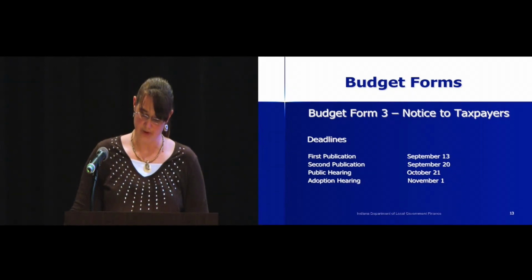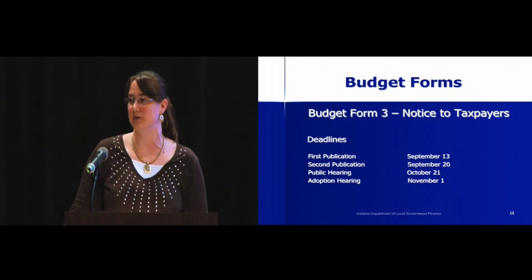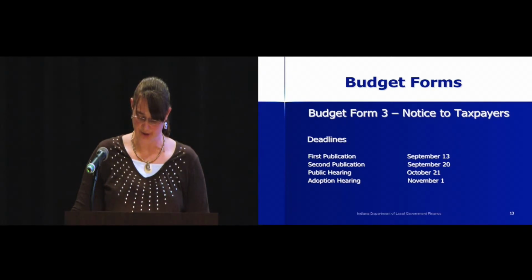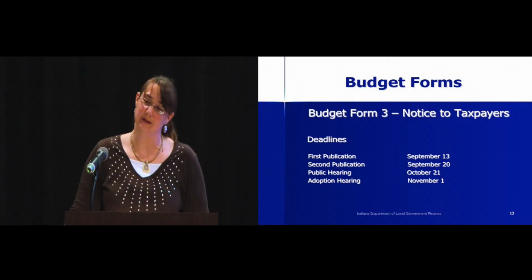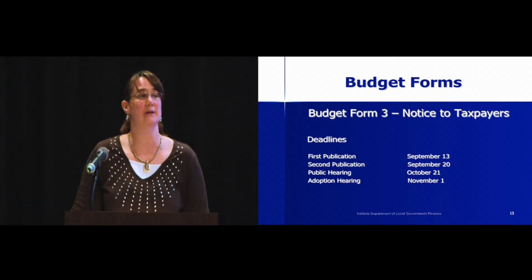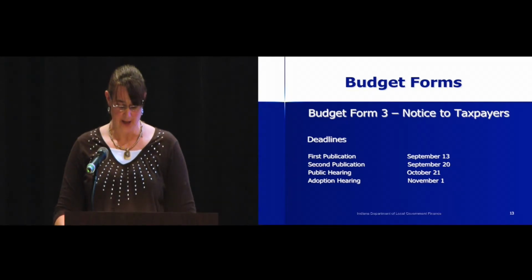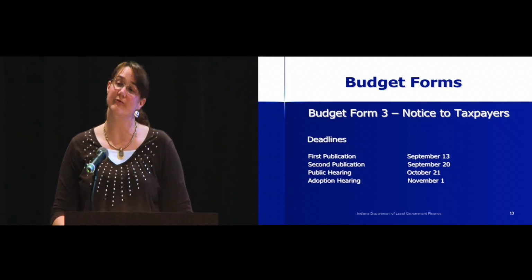Deadlines for your Form 3. The first publication cannot appear in the newspaper any later than September 13th. That date changed last year. Second publication cannot be any later than September 20th. For your public hearing, the last possible date to hold your public hearing is October 21st, and your adoption hearing, November 1st.